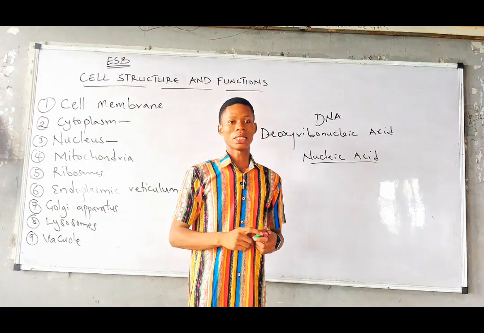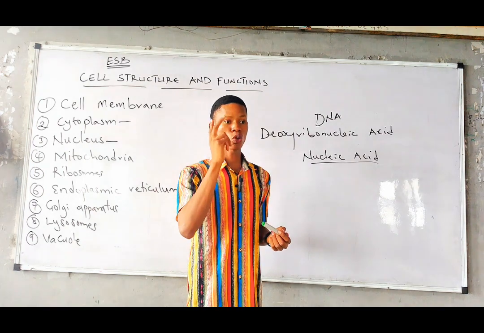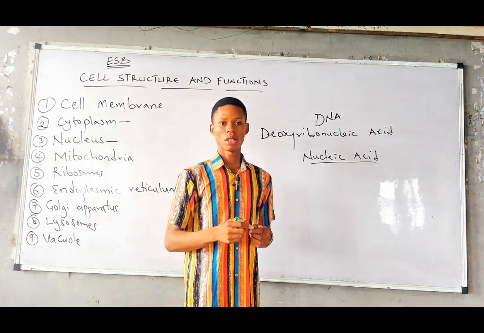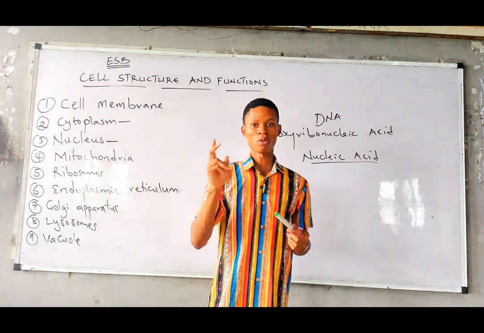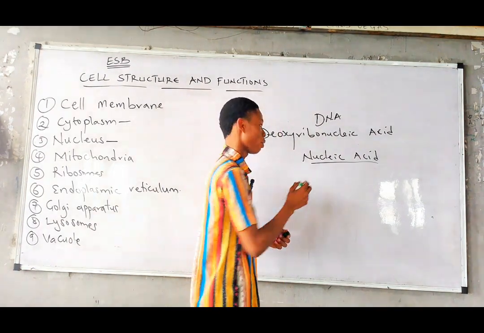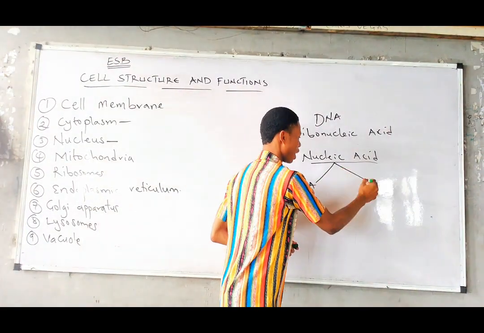Talking about nucleic acid, it is divided into two types. We have two types of nucleic acid. What and what? DNA and what? And RNA. Thank you very much. DNA and RNA.